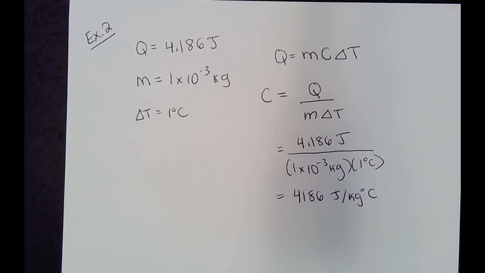So we can see that the definitions of a calorie and the specific heat of water are very similar. The specific heat of water is the energy required to increase the temperature of 1 kilogram of water by 1 degree Celsius, whereas for a calorie it's 1 gram.